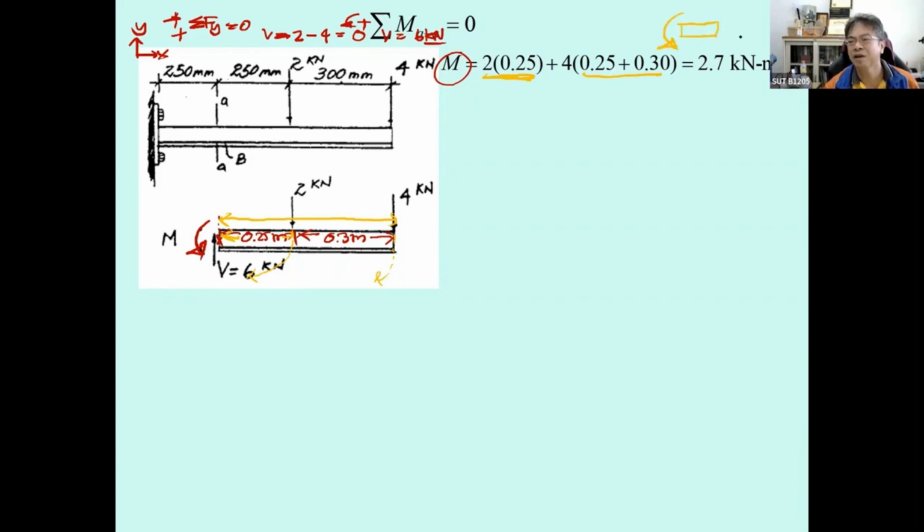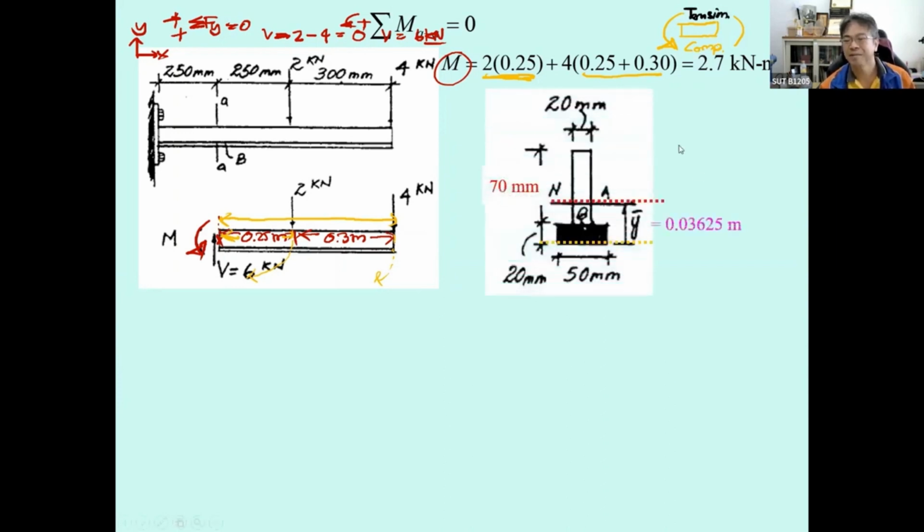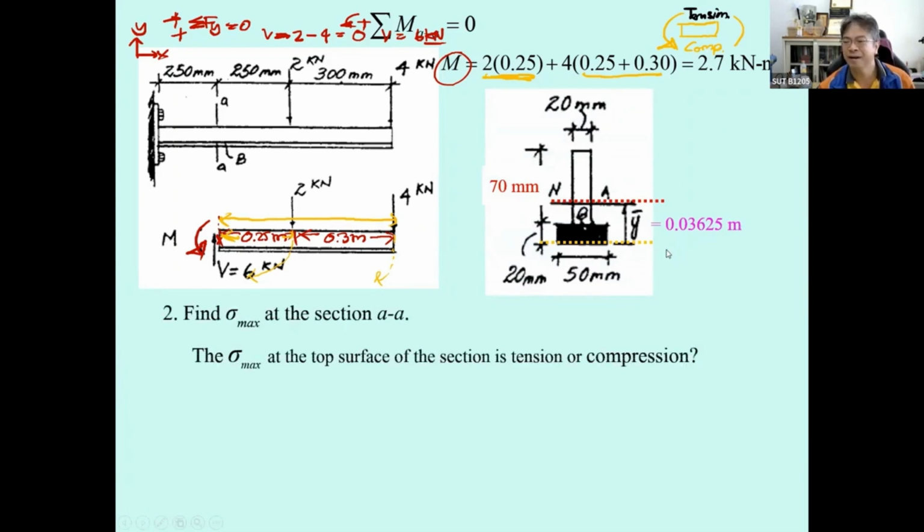That means it's going to be the negative moment, and then this is going to be in compression at the bottom. You put it in this way. Okay, compression is at the bottom, and then you get the top is going to be in tension. Okay, so next, based upon this, we can determine the maximum stress easily.